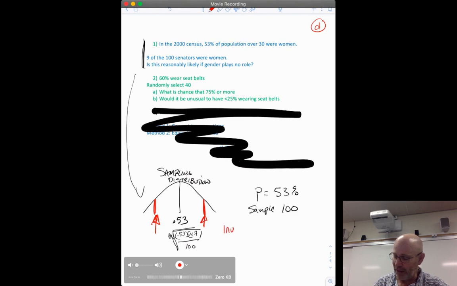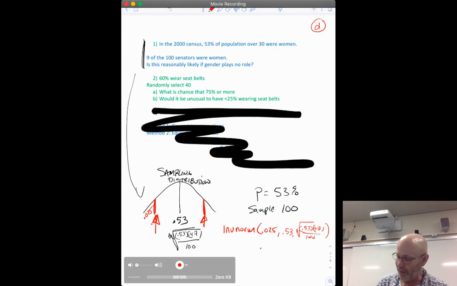So remember, this is going to be an inverse norm on our calculator. We want those cutoffs, so we're going to go 0.025, because that's this area right here, 2.5%, with a mean of 0.53 and a standard deviation of the square root of 0.53 times 0.47 over 100. We take out my little calculator and we go inverse norm, 0.025 with a mean of 0.53 and a standard deviation of the square root of 0.53 times 0.47 divided by 100.